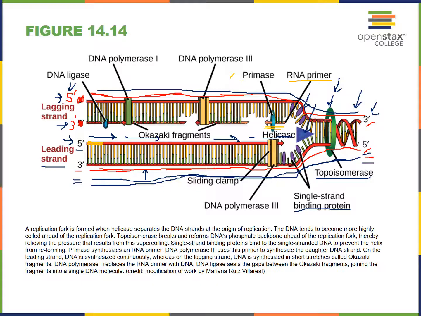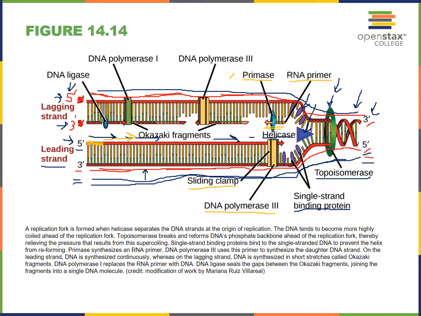And the primer is made by the enzyme primase. And the primer allows DNA polymerase 3 to attach to the parental DNA strand via the sliding clamp. DNA polymerase 3 will just start adding nucleotides one at a time to the 3' end of the primer, and so it will make new DNA 5' to 3'.